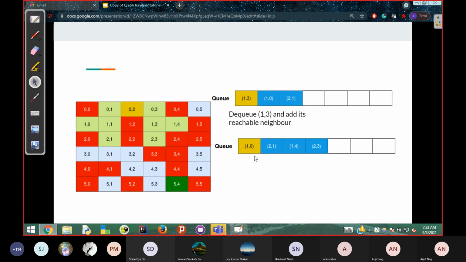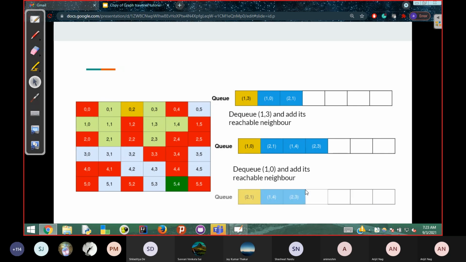Now we want to dequeue the front of the queue, that is 1 0. But the thing is, from 1 0 you have no options left, because all the nodes are visited: 1 1 is visited, 2 0 is unstable, 0 0 is also unstable. So you don't have any options. You just dequeue 1 0, and you don't have any reachable neighbor from 1 0, so you don't need to add any node to the queue. So basically now this is the state.